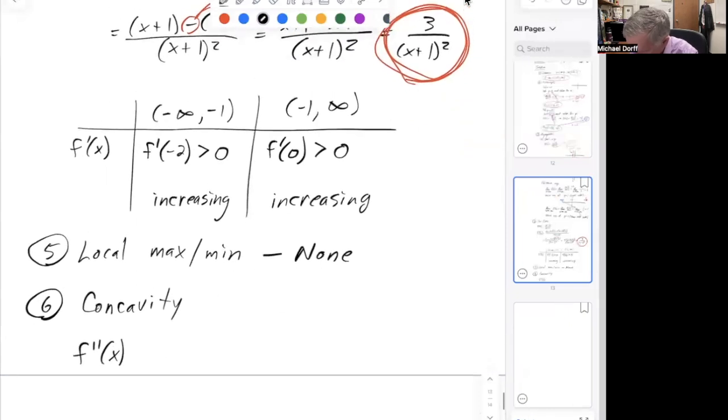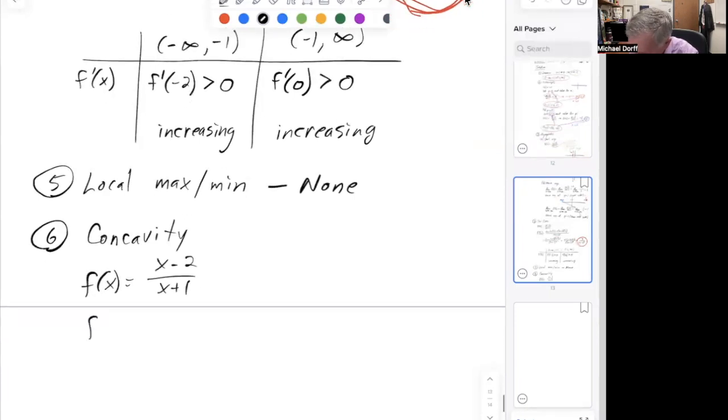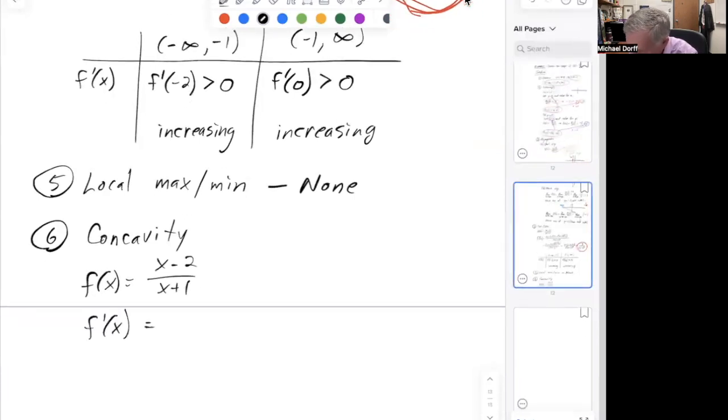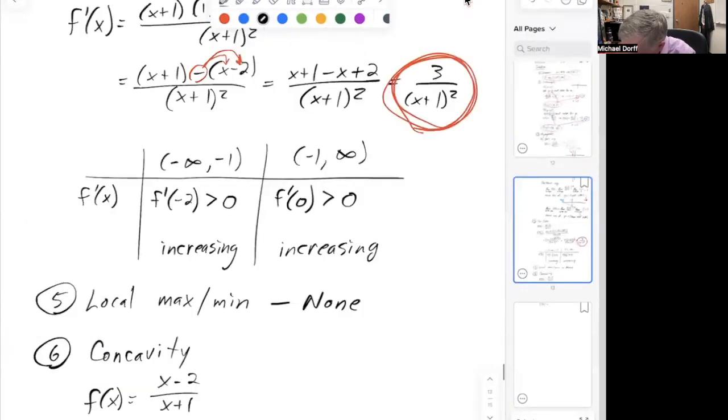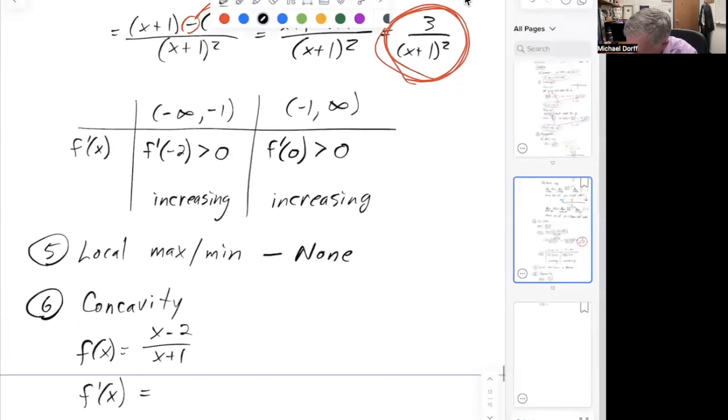Remember, we just did the first derivative. Well, let's see. Let me rewrite this. Let's just start from the beginning. The original function was x minus 2 over x plus 1. We found the first derivative in part 4. And in that case, we had that red part up here.